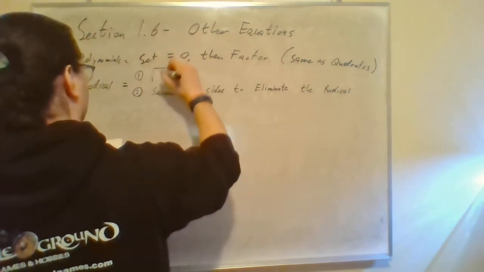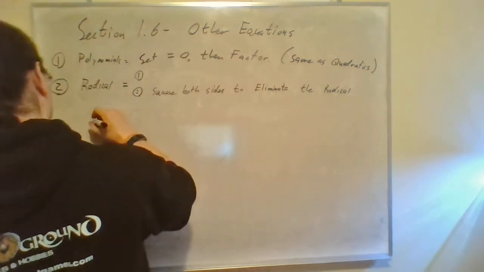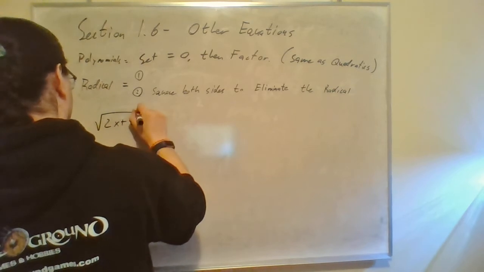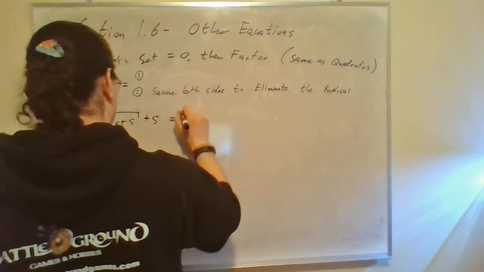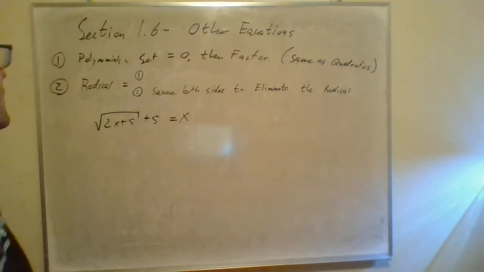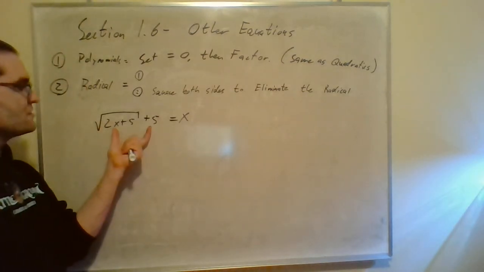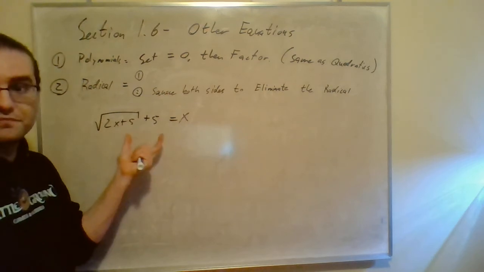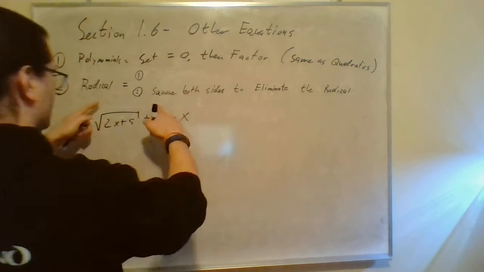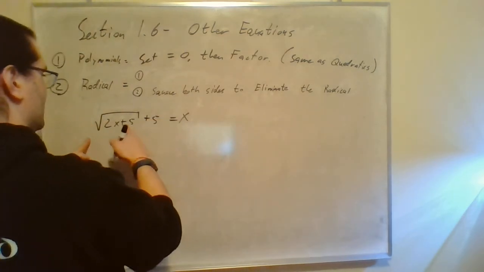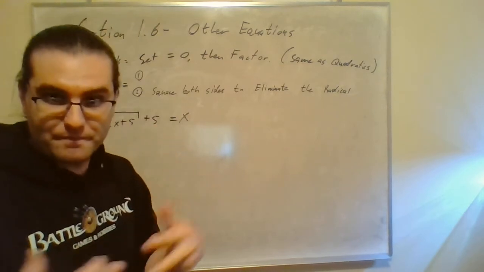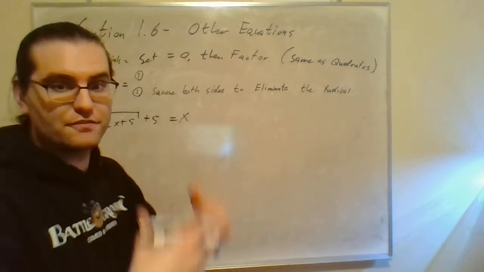The square root of 2x plus 5 equals x. If we try to square both sides right now, we will get a terrible, horrifying mess. Because if you square this, this has 2 pieces. That means you have to FOIL them. And you'll end up with 4 different pieces.